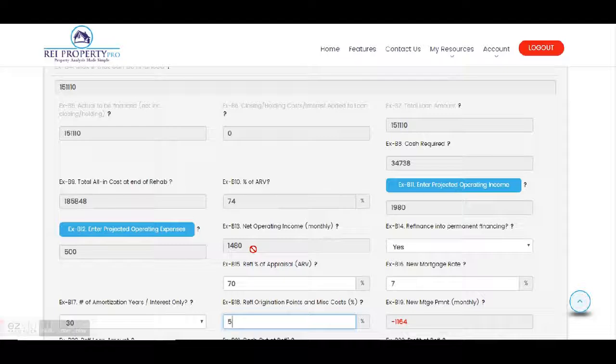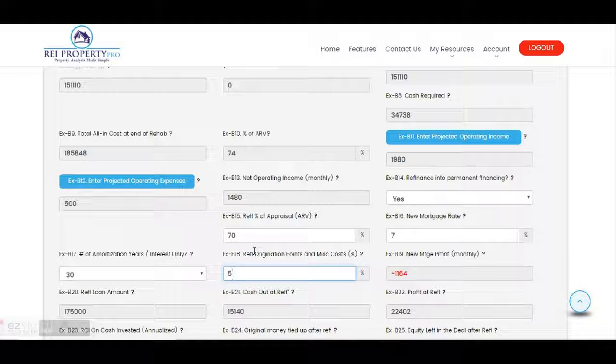We have our net operating income. We're going to have our new mortgage payment, we're going to have our new loan amount to refinance, cash out if any, and then next to that is our profit on a refinance. This is how much cash you're pulling out over your total cost.